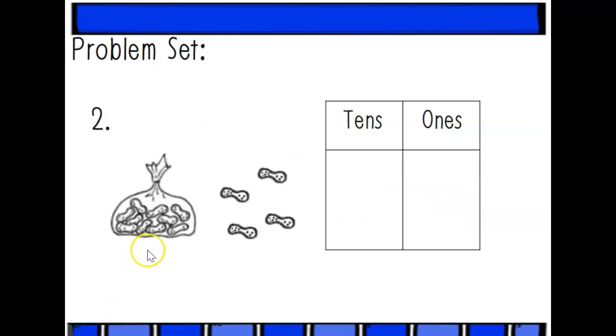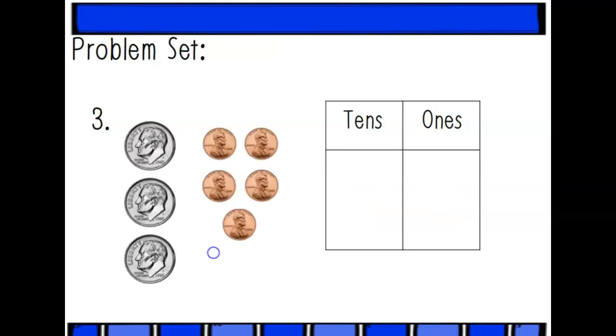Here you see a bag of peanuts, which is a 10. And then we have 1, 2, 3, 4 peanuts, which gives me, did you say 14 peanuts? Excellent. All right, now we're going to move over to those dimes and pennies that we learned about.